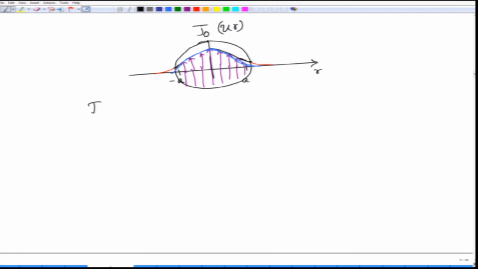Plot J0 square of x, say x from 0 to 2.405, and similarly plot a Gaussian function, which is e to the power minus alpha x square, x square by a square. Okay. So this would be J0 square x by a. If you plot these two and adjust the amplitude, you will be able to approximate a Bessel function by a Gaussian function.